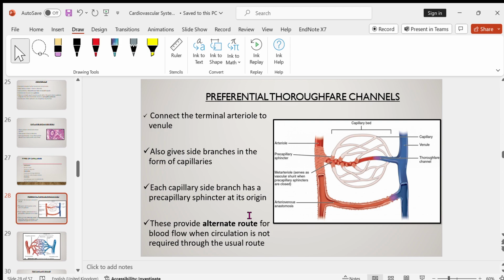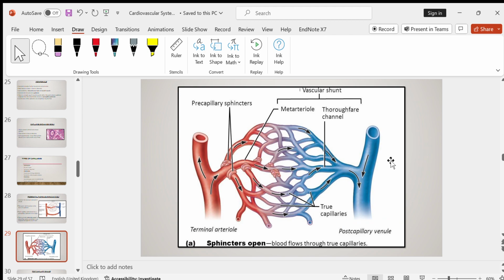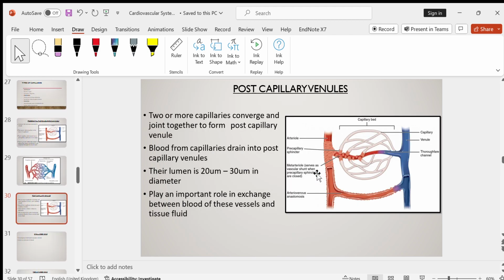Now, what are preferential thoroughfare channels? In this picture, we can see that the blood from the arteriole enters a capillary bed, which enters into the venule. There is another pathway where the blood from the arteriole directly enters into the venule. This is called the thoroughfare channel. This is an alternate route for blood flow. In this picture, this is the arteriole and this is the venule and these are the capillaries. But here, this is a direct flow of blood between the arteriole and the venule. This is the preferential thoroughfare channel. The post-capillary venules are where 2 or 3 capillaries meet and they form a post-capillary venule.